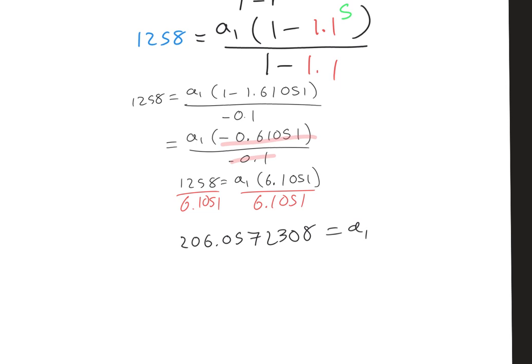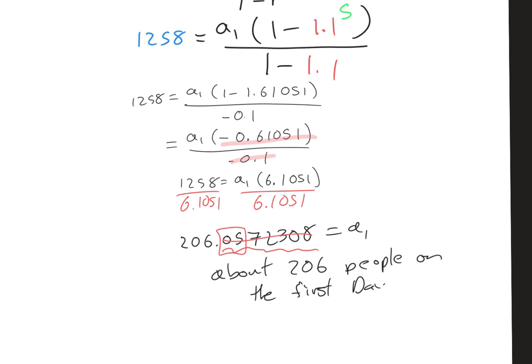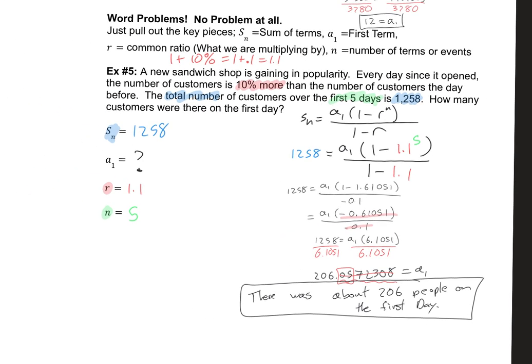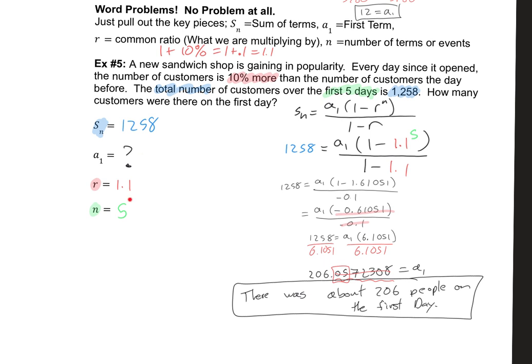Now, all of this is pretty meaningless, right? Because we didn't have 5% of a person show up. So we could just drop all of that and say, because it's a word problem, it's real life, there was about 206 people on the first day. Maybe I should make a complete sentence here. There was about 206 people on the first day. And there we go. No problem at all. Just pull out the key parts and you're good to go.